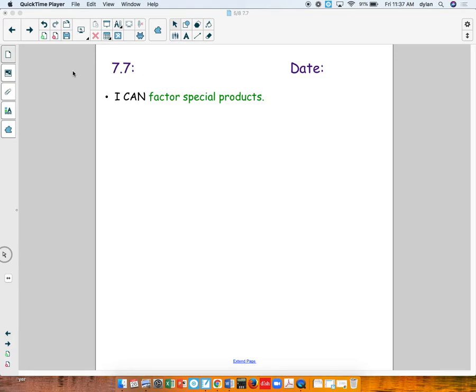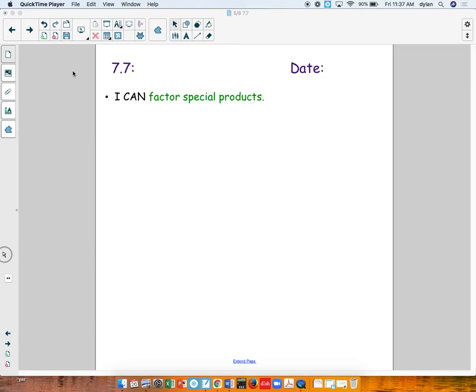Today we're going to be still focusing on factoring, but we're going to be looking at factoring special products. You may remember back in 7.3 that we learned some shortcuts for multiplying binomials. Today we're essentially looking at this in the opposite direction. So the better that you learned those shortcuts the first time around, the easier 7.7 will be for you.